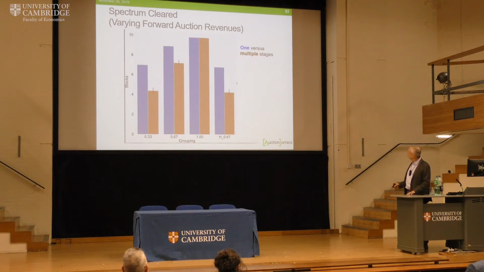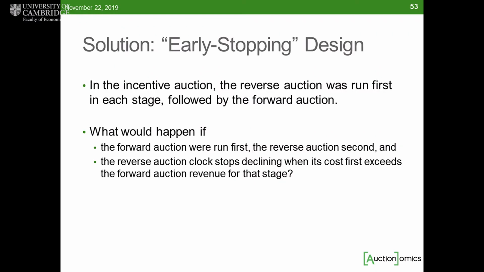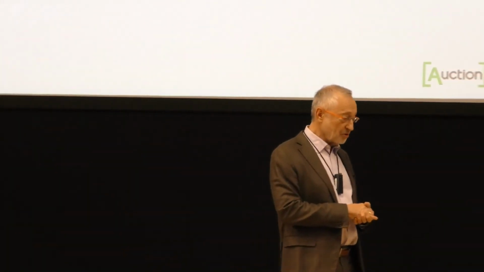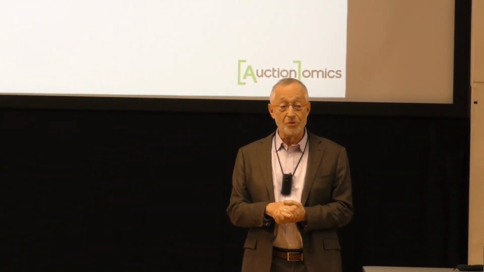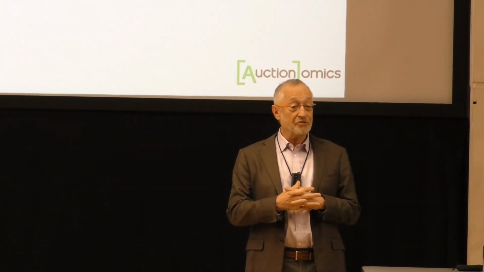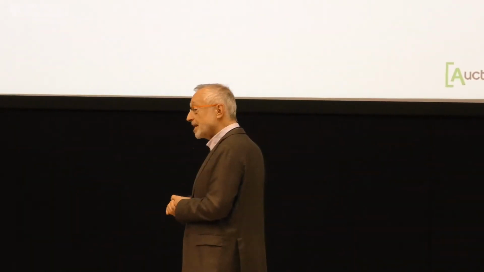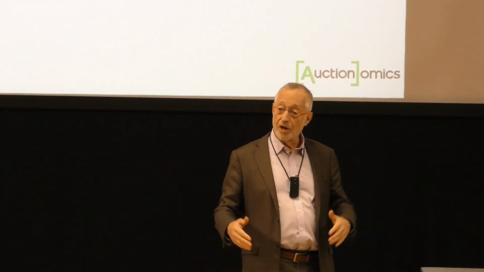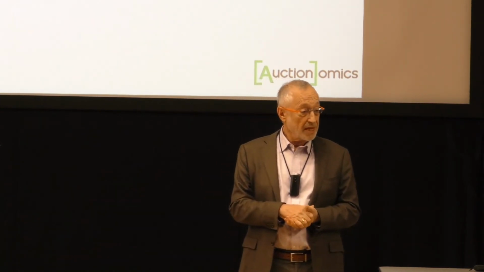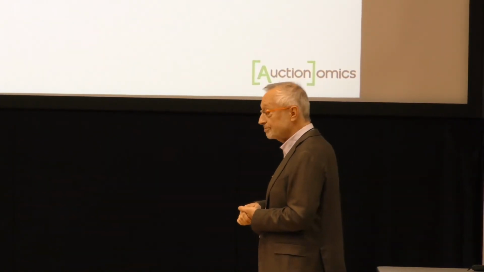And again, okay. Now, things are always, in retrospect, a little easier to see than they were when we were planning. Here's an idea we didn't have before the auction, but we came up with after, when we were going through this analysis. In the incentive auction, as it was actually run, the reverse auction was run first in each stage, and then the forward auction was run second. And we said, what if we did it in the other order?